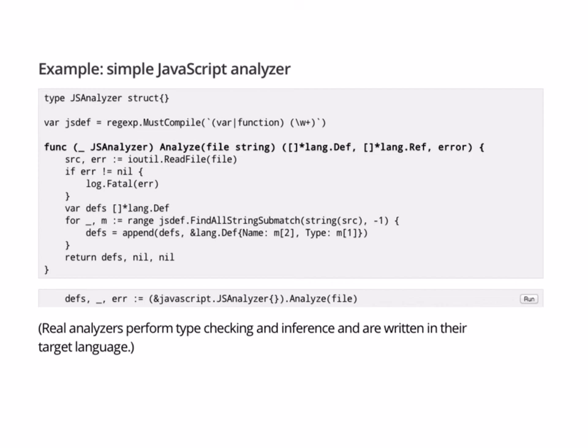So once we've run this regular expression, then we just append to this defs list, which contains all the definitions. And the second code snippet is how we would run it. And this is pretty cool because we can take a JavaScript file and just get a list of all the functions and types and variables defined in it. So good. That is a really simple analyzer.